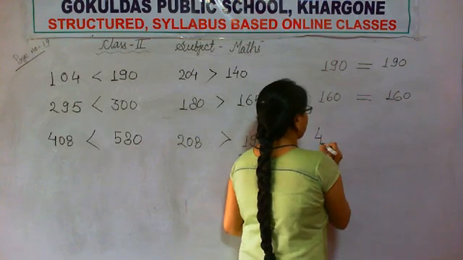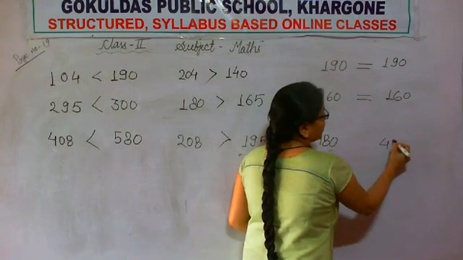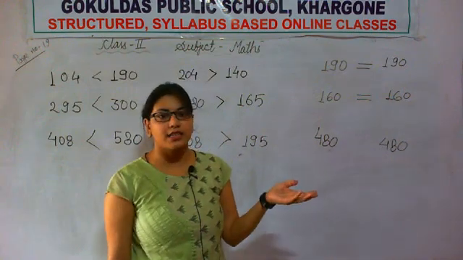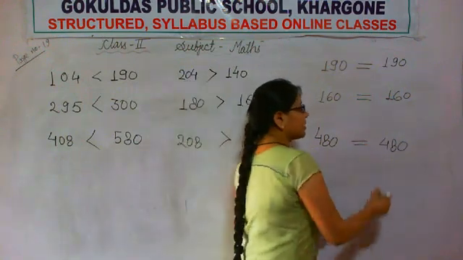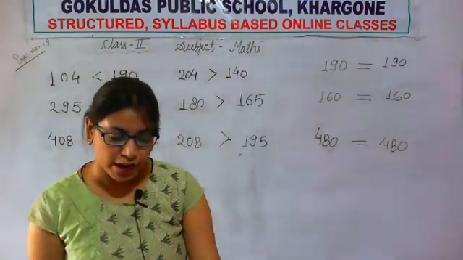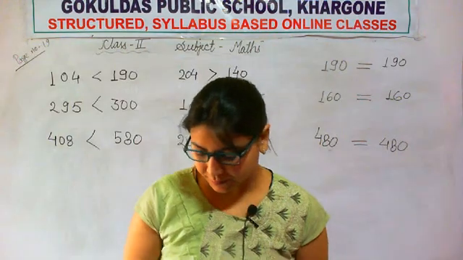480 and 480. Again both the numbers have 3 digits and all the three digits are same. It means both the numbers are equal. Now the remaining you can do by your own.